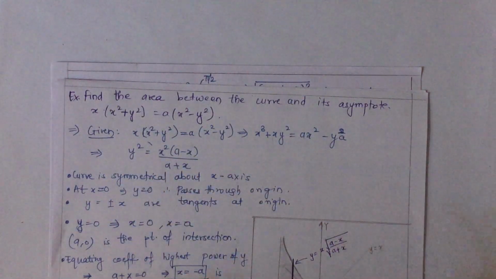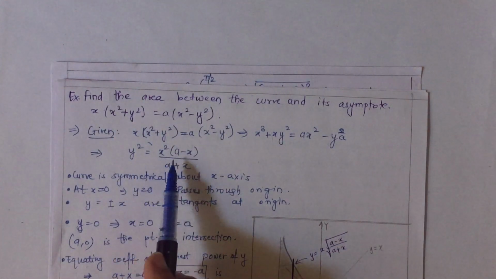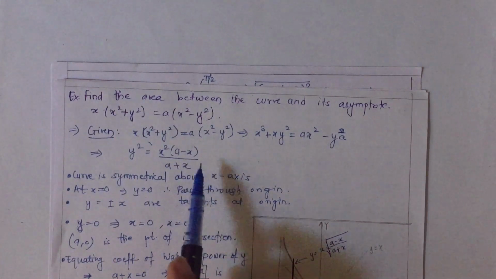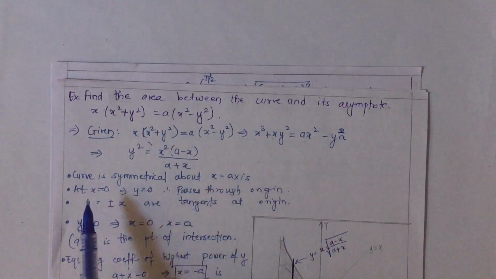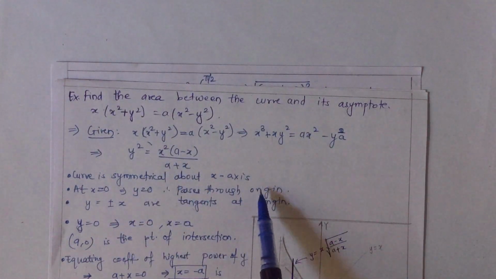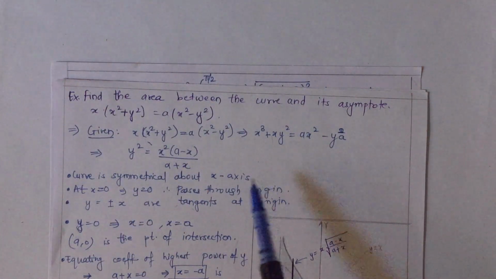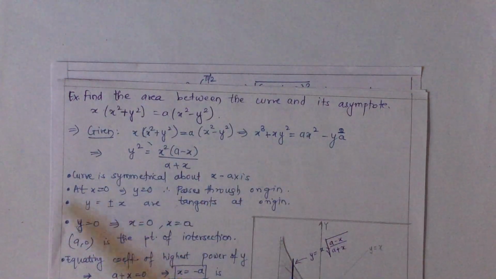I write this equation in the form y equal to f of x. Okay, so it becomes y square equal to x square into (a minus x) upon (a plus x). Since y has even powers, it is symmetrical about the x-axis. If we substitute x equal to 0, y is equal to 0, which means it is passing through the origin. So since it is passing through the origin, we need to find the tangent. So for the tangent, what do we do? We equate the lowest degree terms to 0.